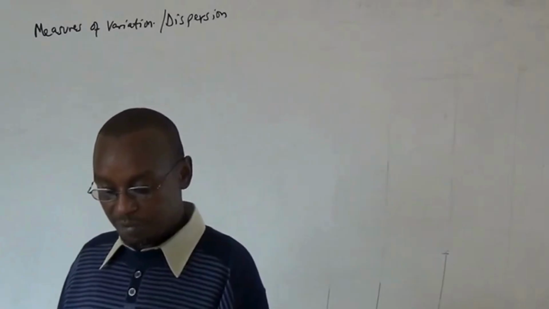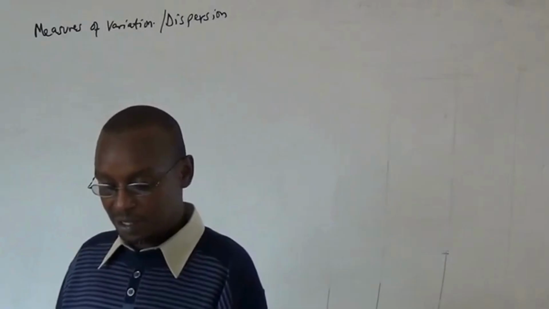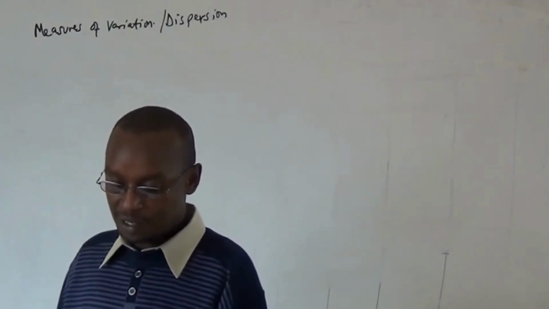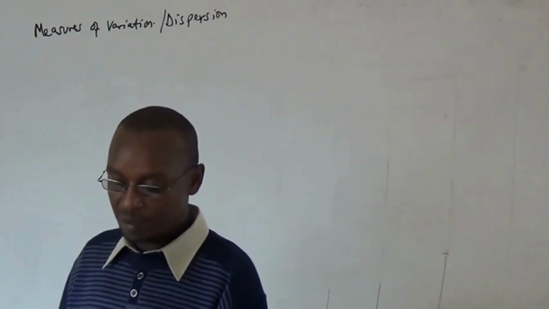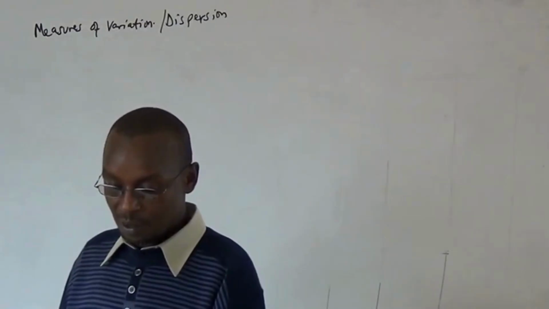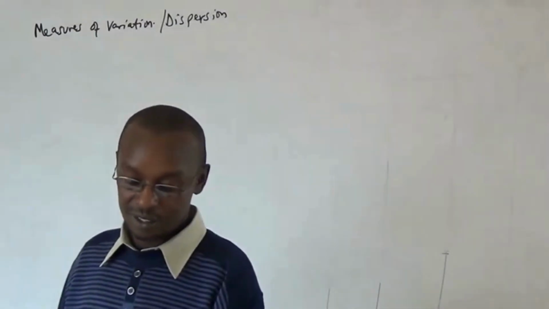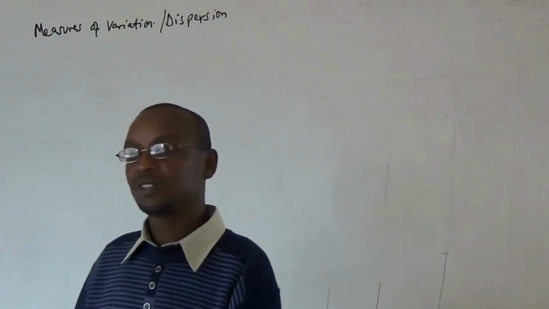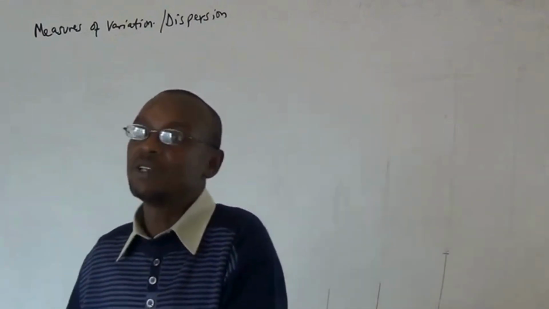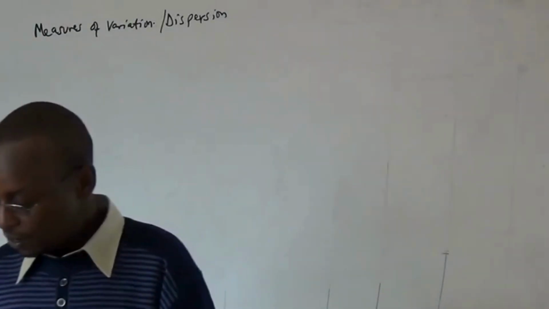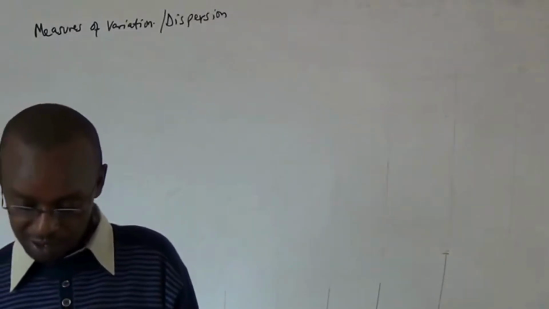Number two, to serve as a basis for the control of variability. That is to compare two or more series with regard to their variability. And four, to facilitate the use of other statistical measures. This one will also help us to use other measures of dispersion or other measures that are there in statistics.